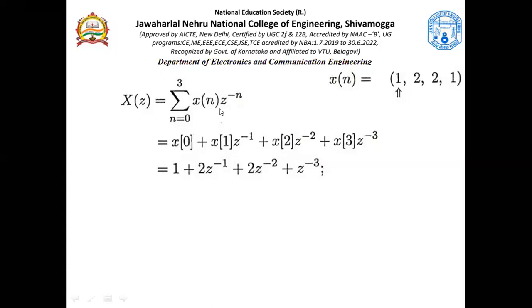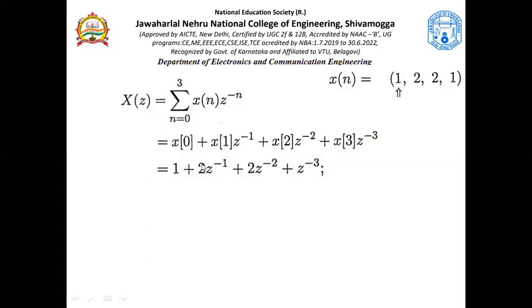What is ROC? As I told you, ROC is the values of z which will make X of z finite, a finite entity. So in other words, what values of z would make X of z infinite? We shall see. When would this X of z be infinite? For what values of z would this be infinite? We shall see. And except that, all other values will make this finite, and that would form the region of convergence.